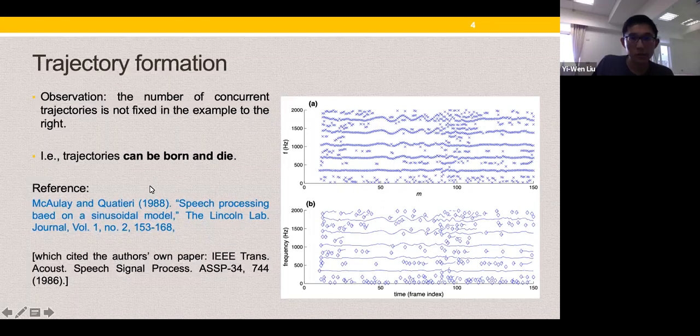And so to show you that this is a reference I gave you, I have uploaded it to e-learning. You'll find that in this paper, the two authors actually cited their own previous work that was published in a good journal, IEEE Transactions on ASSP, 2 years before this article.